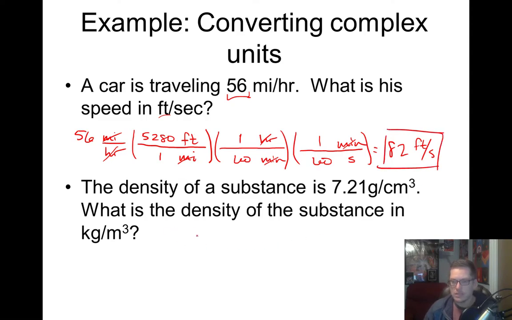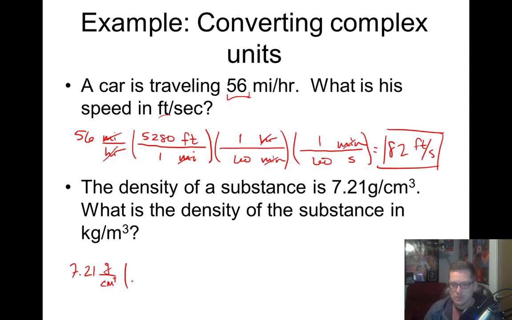All right, density of a substance. We'll talk about in the next video exactly what density is and what it means, but for now we're just going to run with these being the units for density: 7.21 grams per centimeter cubed. It asks what is the density of the substance in kilograms per meter cubed. So this is using metric stuff again. We have to convert our grams into kilograms and our centimeters cubed into meters cubed.